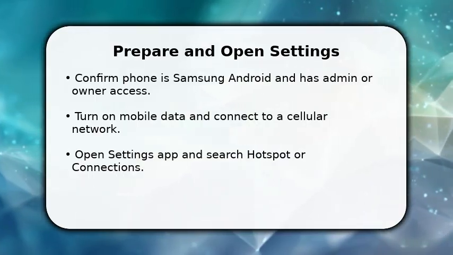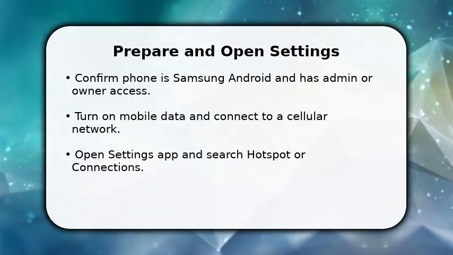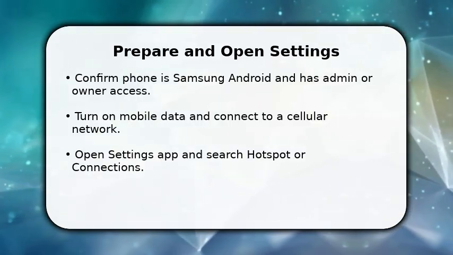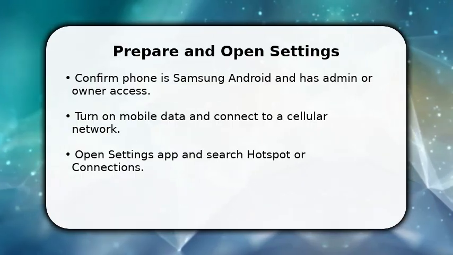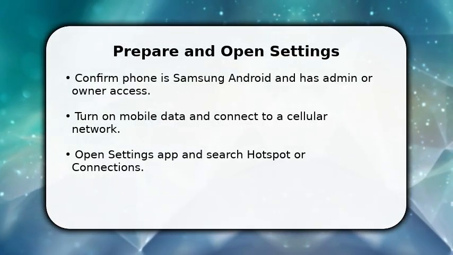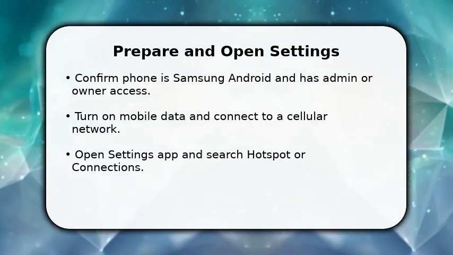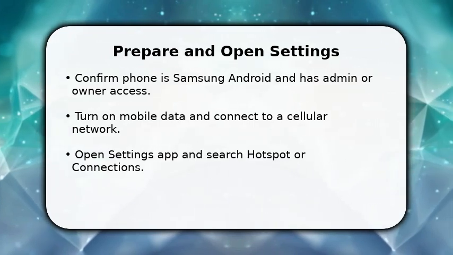Open Settings and go to Connections or type Hotspot in the search bar to jump straight to Mobile Hotspot and Tethering. Once there, tap Mobile Hotspot to access the hotspot controls. Make sure Wi-Fi hotspot is enabled so the related options become visible. This step primes the correct screen so you can change data saver behavior for tethering.